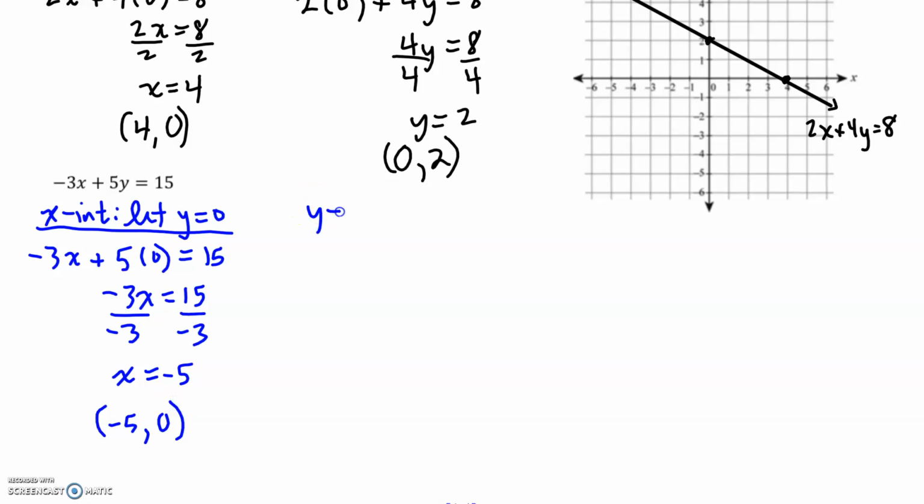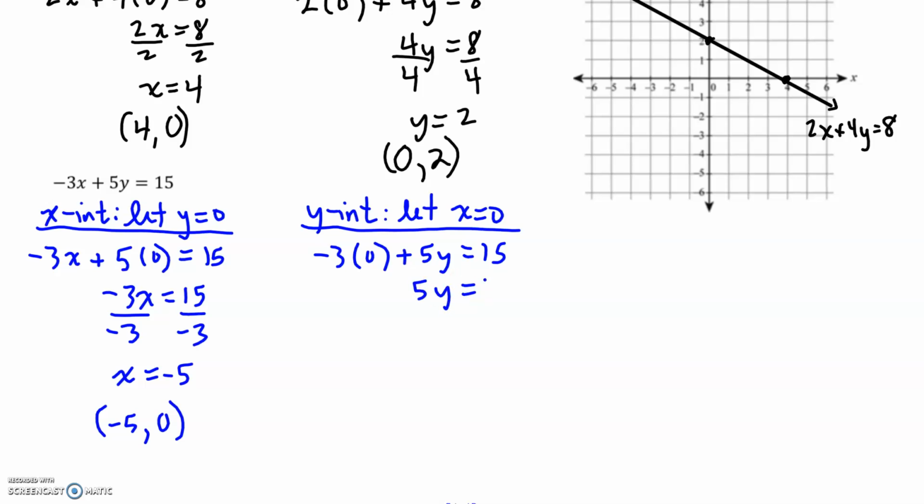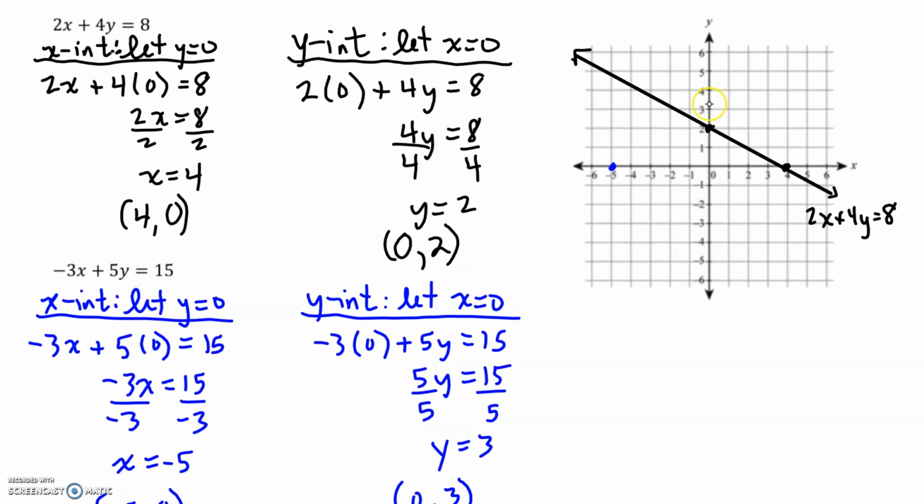So now we'll go to the y-intercept and we'll let x equal 0. We sub in 0 where x is, so negative 3 times 0 plus 5y equals 15. And negative 3 times 0 is 0, so I'm left with 5y equals 15. We'll divide both sides by 5, so y equals 3. So my ordered pair is going to be 0, 3. Let's plot those points. So my x-intercept is negative 5, and my y-intercept is 3.